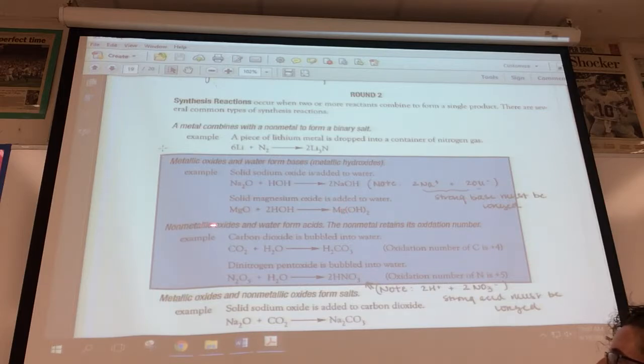A non-metallic oxide like carbon dioxide, dinitrogen pentoxide, nitrogen dioxide, sulfur dioxide, etc., and water make acids. If you make a strong acid, you will need to ionize it. Let's look at a few more of those.